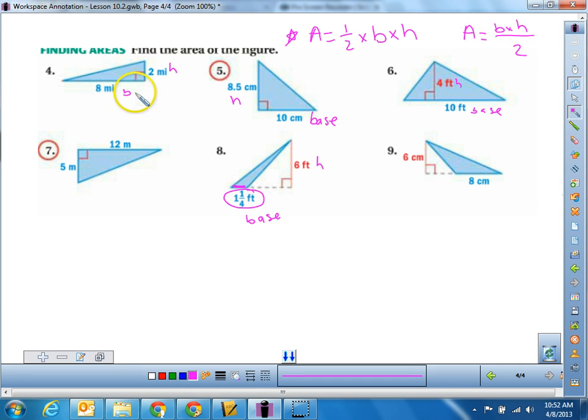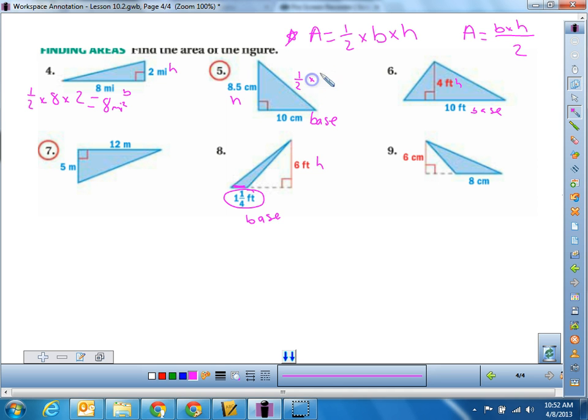So let's take our 1/2 times our base times our height. We've got 1/2 times 8 times 2. So when we do that, remember with multiplication, we can do any of these, but order of operations tells us to start at the left and move forward. What's 1/2 times 8? 4 times 2 is 8 miles squared.